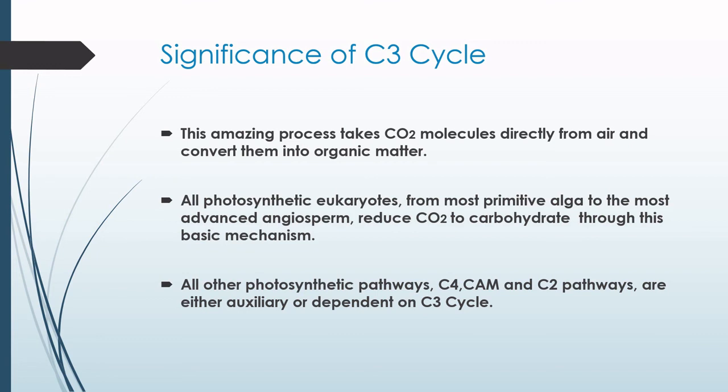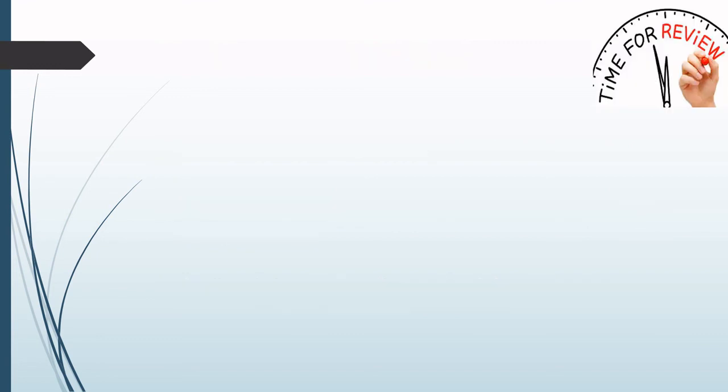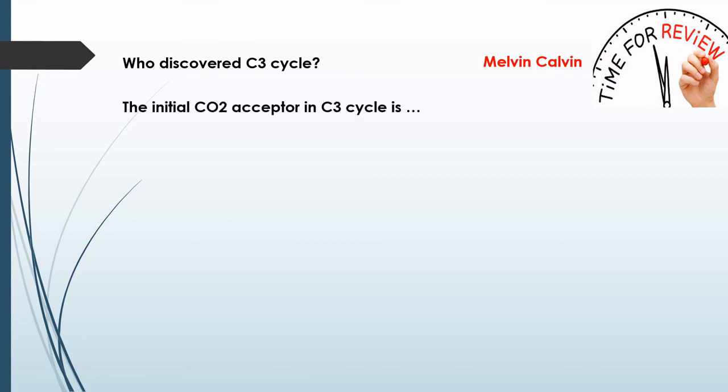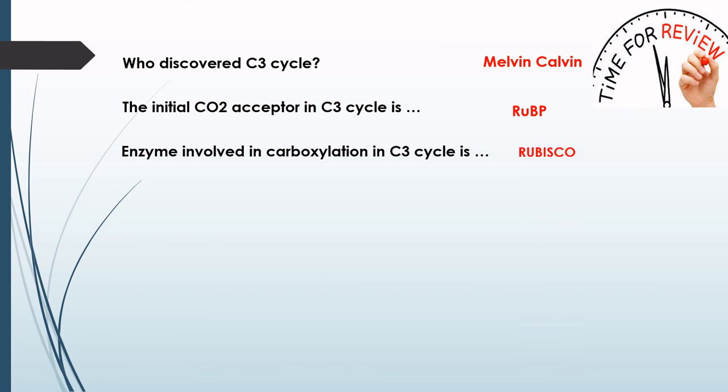So shall we revise the important points? Who discovered the C3 cycle? Melvin Calvin. The initial carbon dioxide acceptor in the C3 cycle is RuBP. Name the enzyme involved in carboxylation of the C3 cycle. It's Rubisco. The first stable compound in the Calvin cycle is 3-phosphoglyceric acid, or 3-PGA.